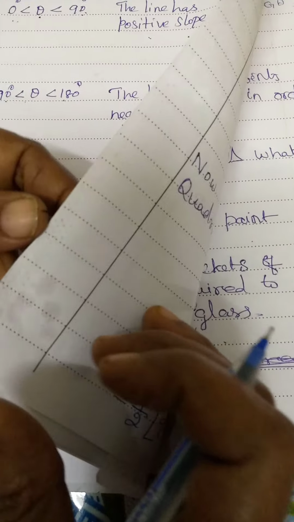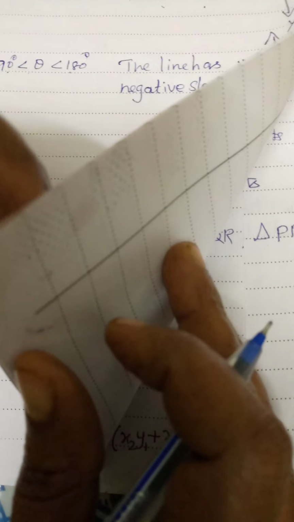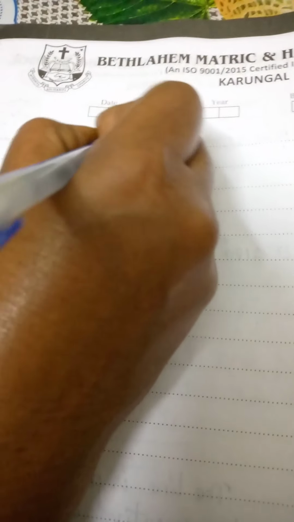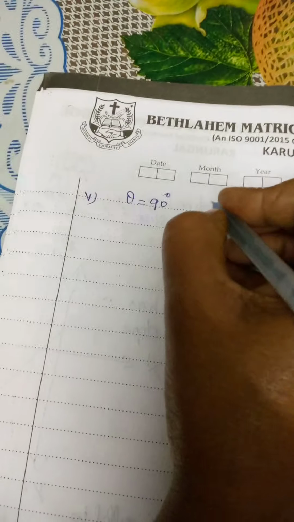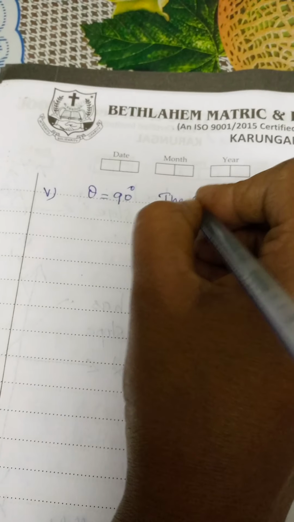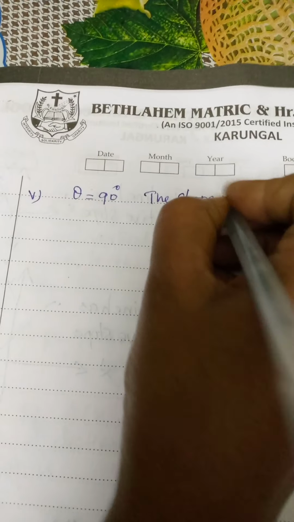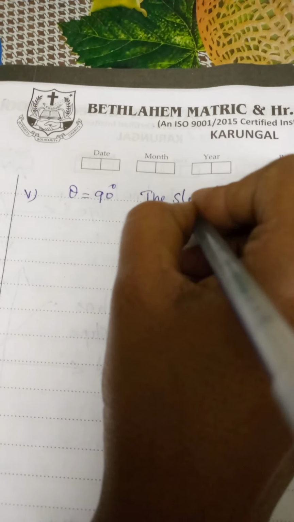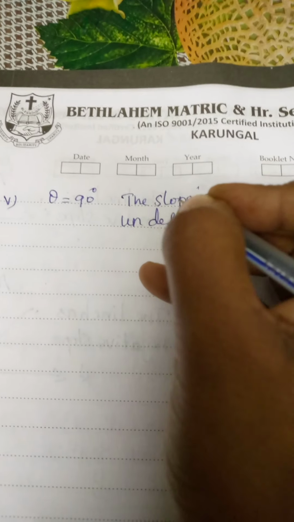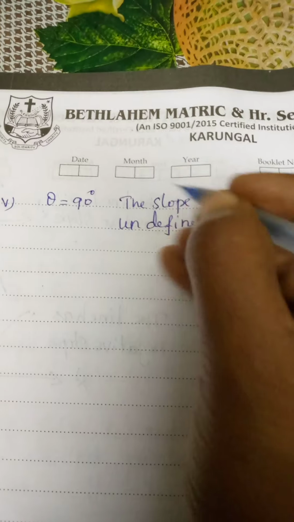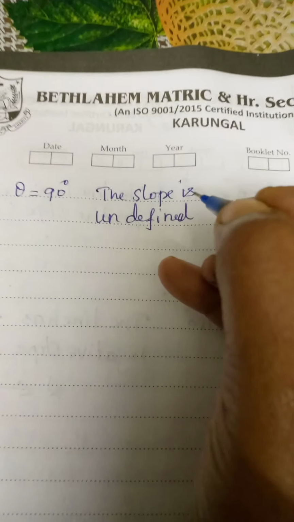One more condition is there. Theta equal to 90 degree. The slope is undefined. Why? We know that if theta is equal to 90 degree, tan 90 is undefined.